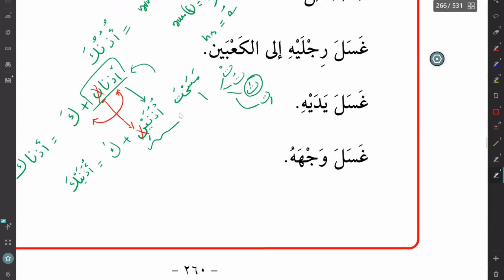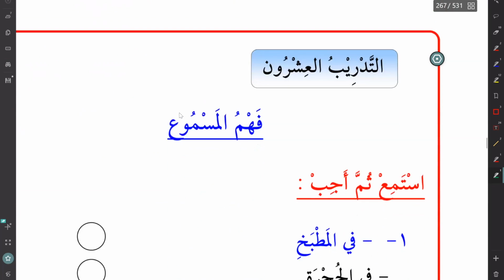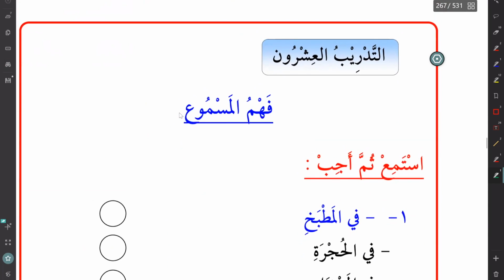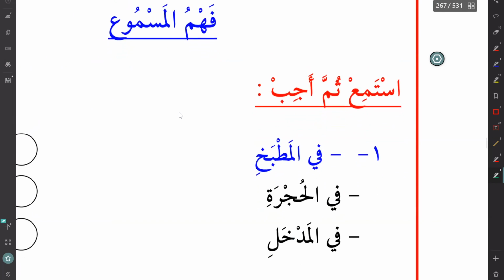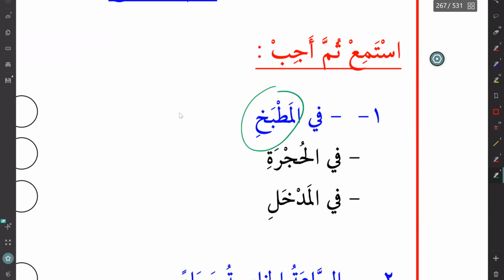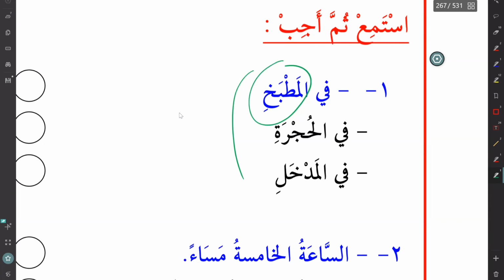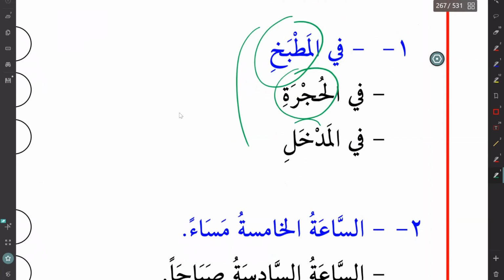Okay, good. And then we have التدريب العشرون, the 20th exercise. فهم المسموع. What is مطبخ? These words are from way, way before. You should know all of them. Yes, مطبخ is kitchen. Excellent. حجرة. حجرة is a room, right? مدخل. What is مدخل? Who remembers مدخل?